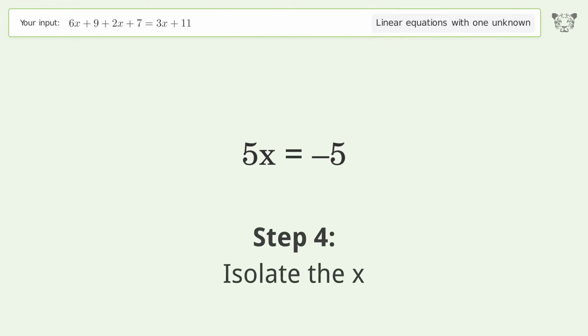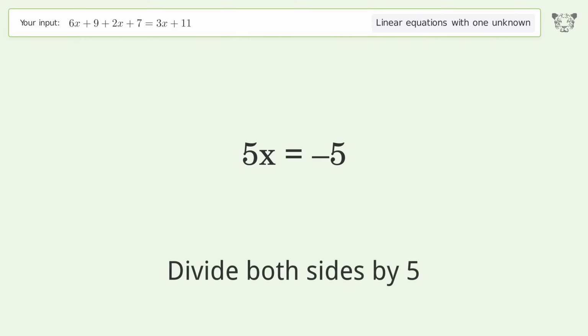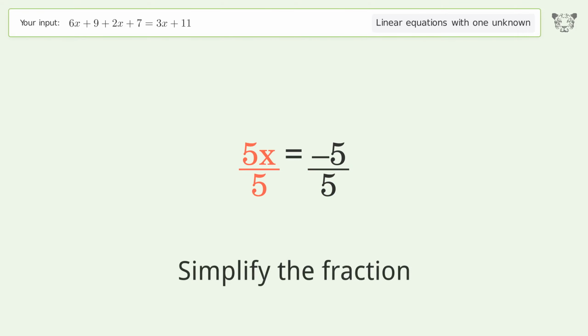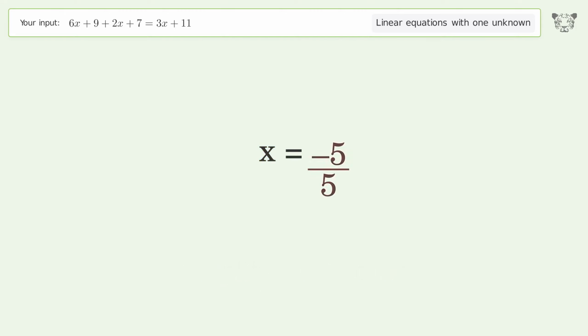Isolate the x. Divide both sides by 5. Simplify the fraction. And so the final result is x equals -1.